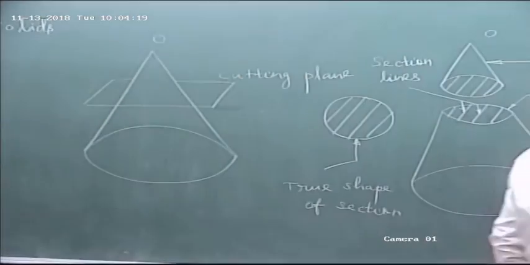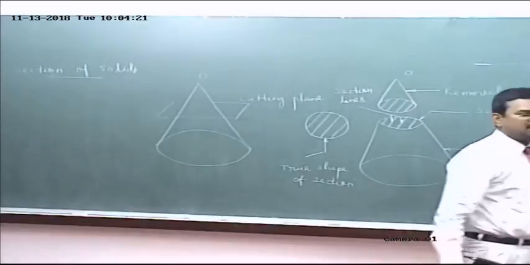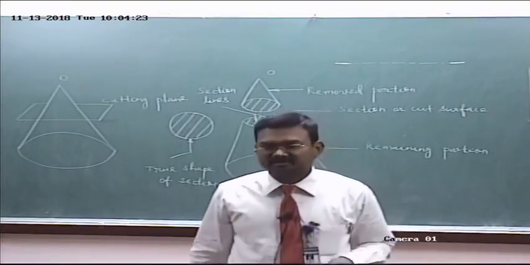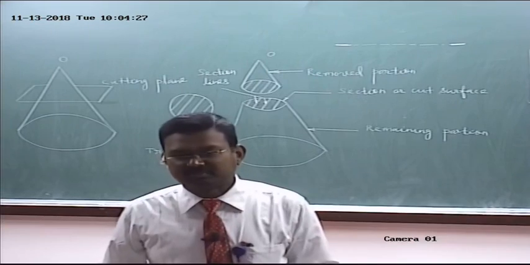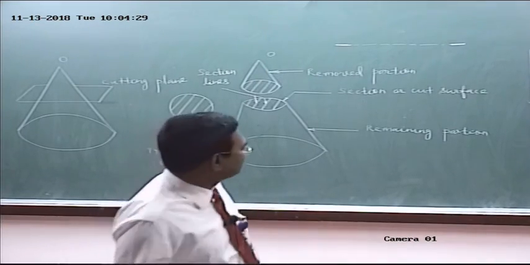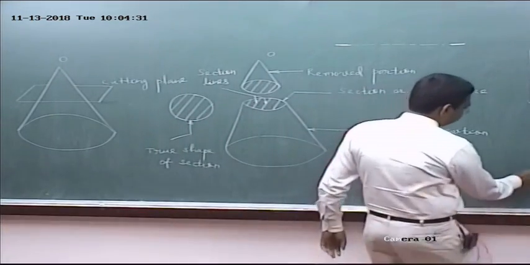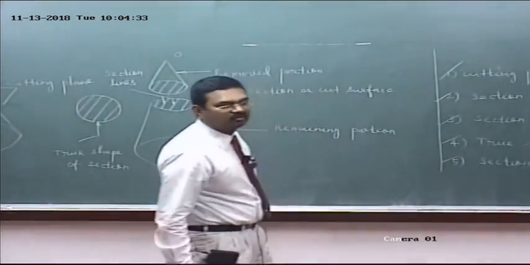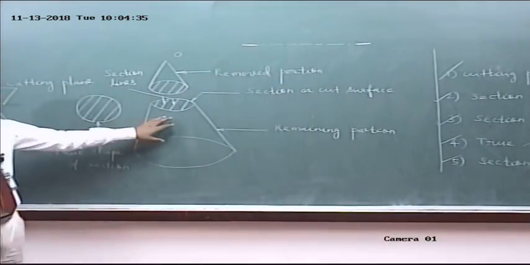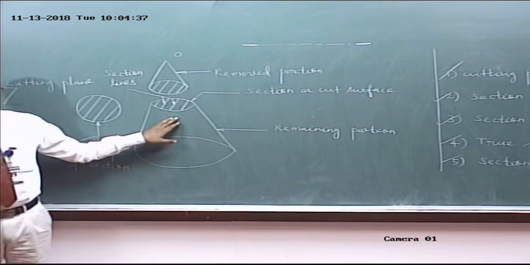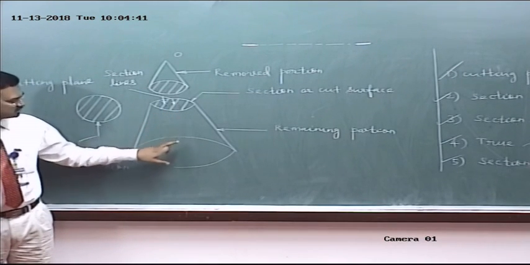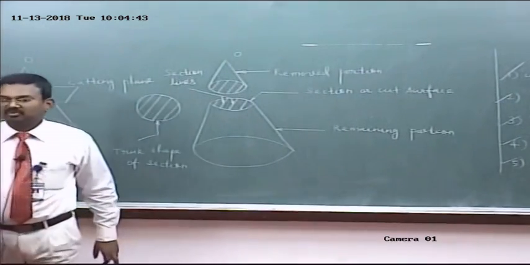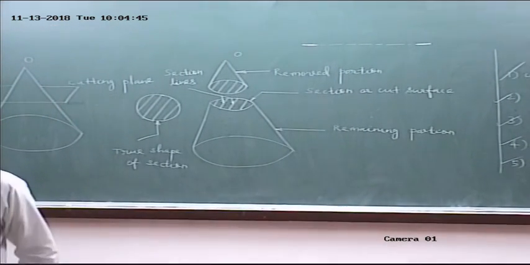So the cut surface should be identified by using section lines. What is the true shape of section? The actual shape of the cut surface is called true shape of section. It is represented by using section lines. The fifth one, sectional view. So refer to the remaining portion. Drawing the cut surface with its remaining portion on the planes of projection is called sectional view.